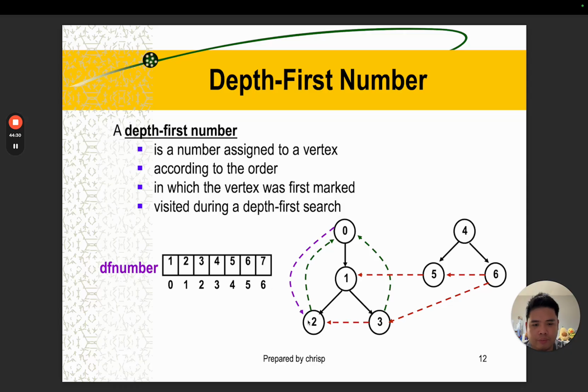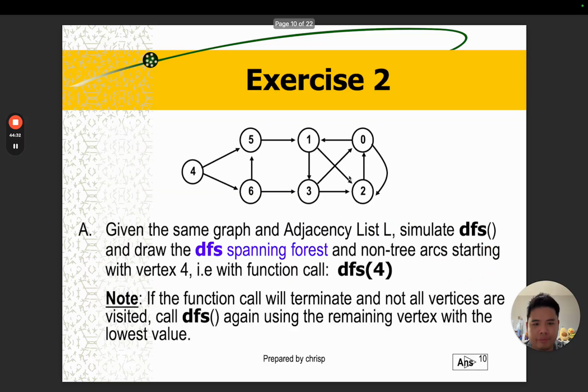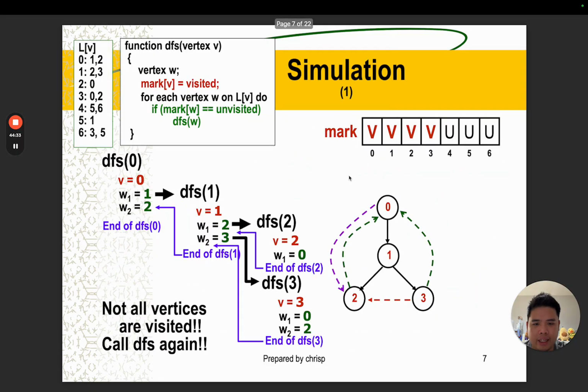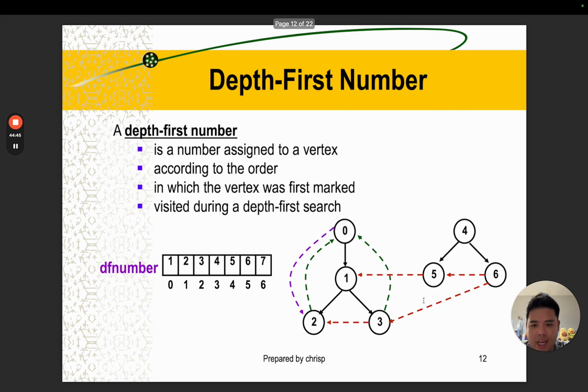From 2, I could visit index 0, but it's already been visited. So I ended my DFS there and started to visit 3. So vertex 3 was the fourth one to be visited. So what does that mean? It just means it's the order assigned to the vertex according to the order in which the vertex was first marked.